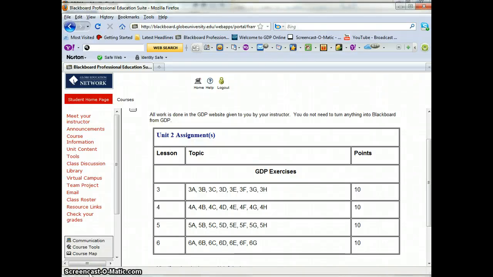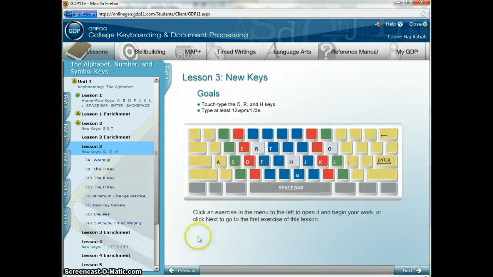Hello everyone, welcome to week 2 unit 2, and today what I'm going to do is go over the new keys for lessons 3, 4, 5, and 6. Now you'll notice that on the screen I'm actually in unit 2 assignments, so you can see that these are the assignments that we're going to be working on: 3A through H, 4A through H, 5A through H, and 6A through 6G.